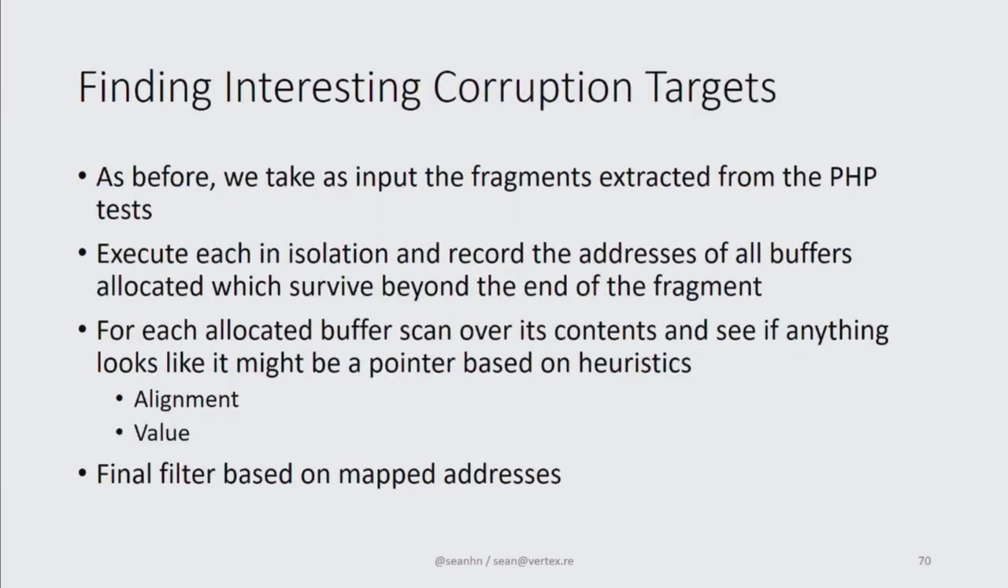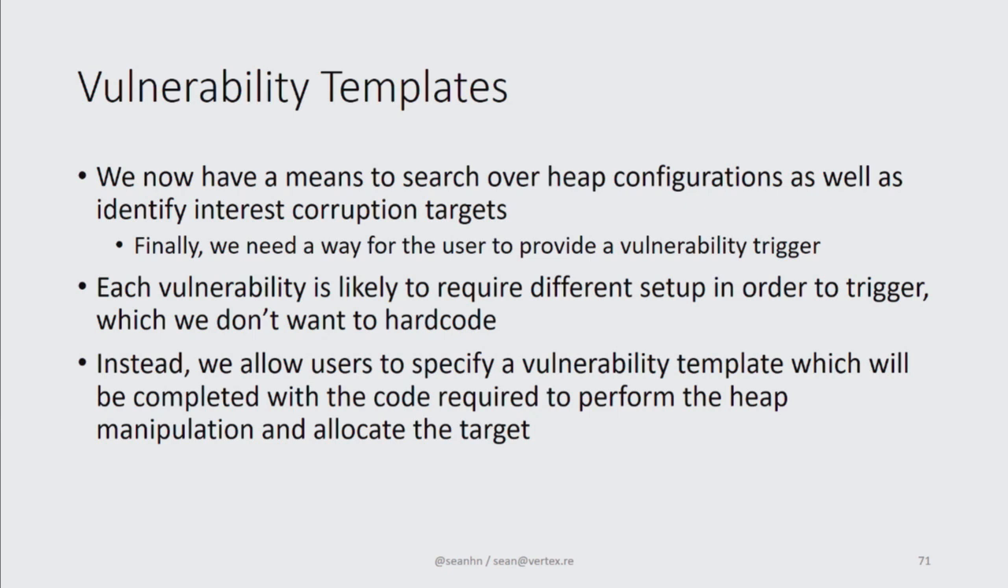So at this point we have something that can construct PHP programs which randomly manipulate the heap. We have something which can tell us what fragments of PHP code will allocate interesting targets on the heap. And what we want to do now is put these things together to perform the actual search itself. Each vulnerability we come across is obviously going to have a different kind of setup. It's going to require a different API to trigger. So rather than hard coding vulnerability specific information into the search space itself, we have these vulnerability templates which the search will fill in.